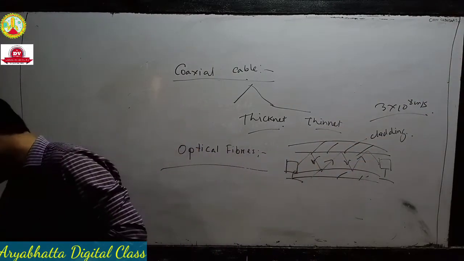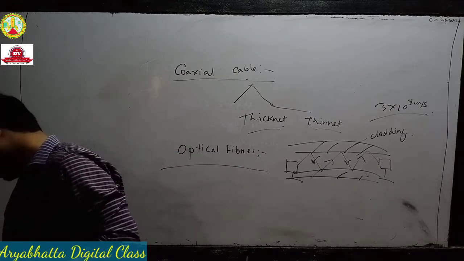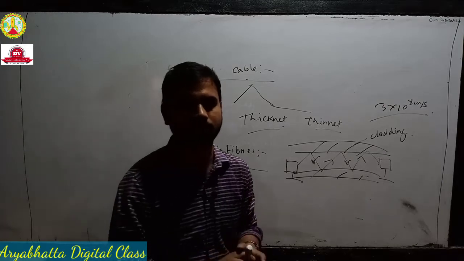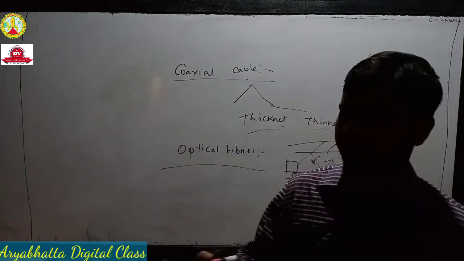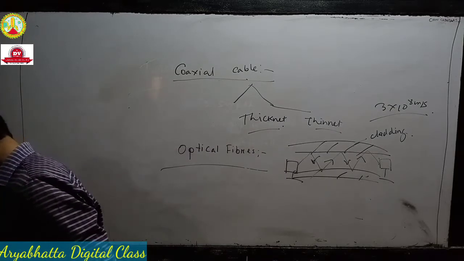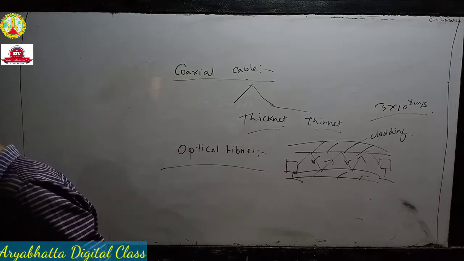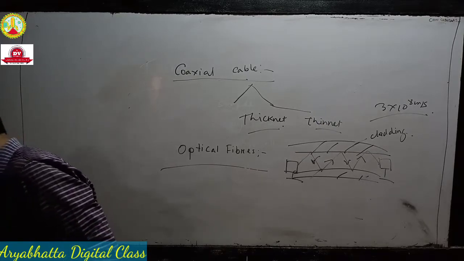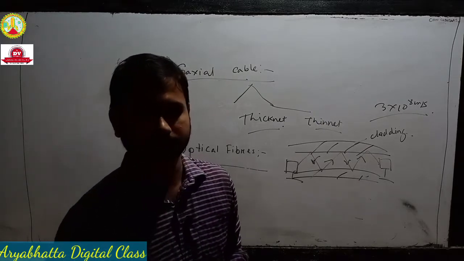Another disadvantage is that connection losses are a common problem. There are some more disadvantages already in the book. And there are some types of optical fiber, which you just read: single mode, multi mode.